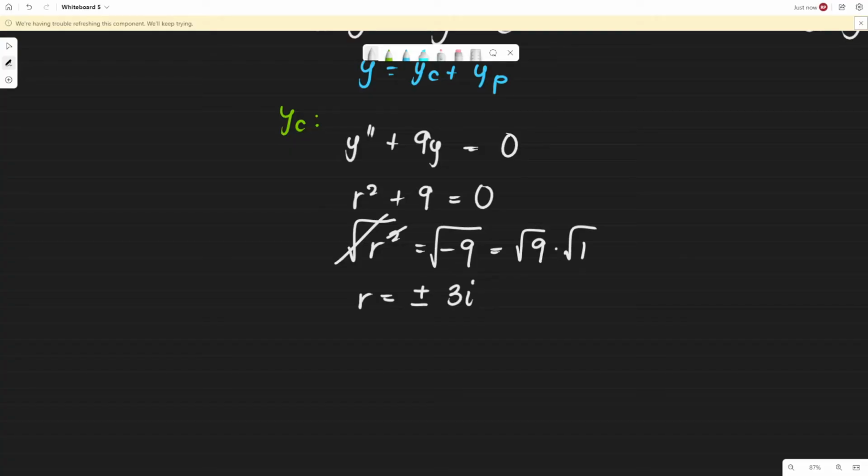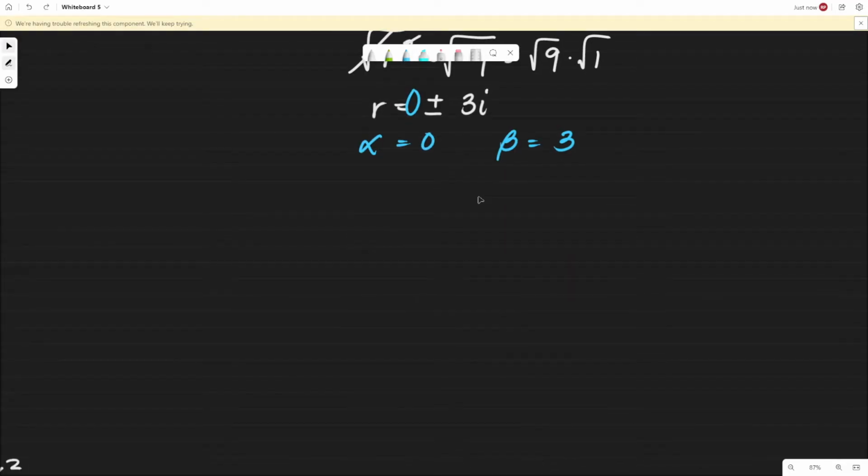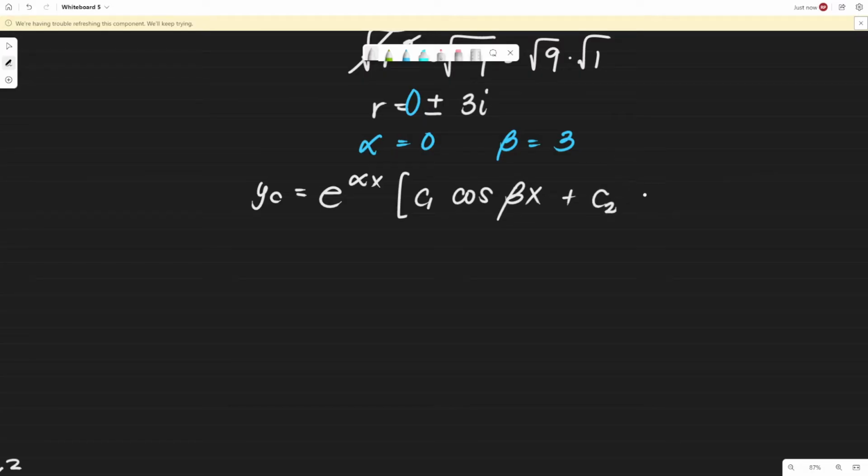Since our root is imaginary, we need to get the values of alpha and beta. Alpha is 0 since there is nothing written here. Then beta is 3. So that is what we will use. So we have yc is equal to e raised to alpha x times C1 cos beta x plus C2 sin beta x.